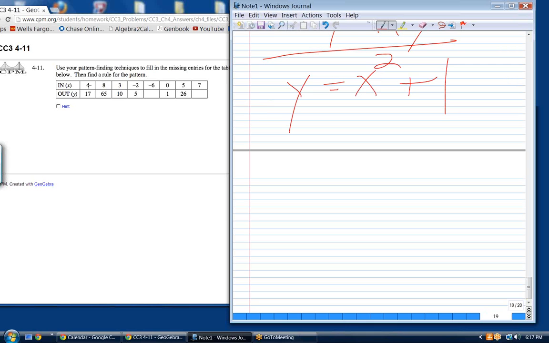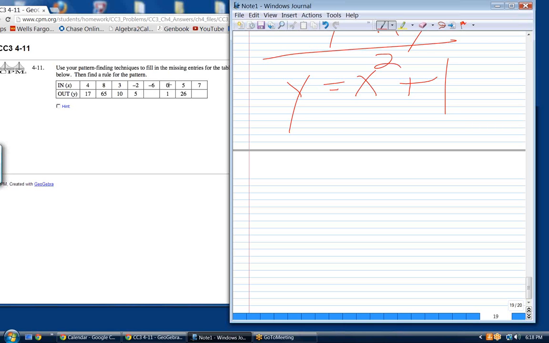In other words, if we square 4, we get 16. Add 1 to it, we get 17. If we square 8, we get 64. Add 1 to it, we get 65. If we square 3, we get 9. Add 1 to it, we get 10. We square minus 2, we get 4. Add 1 to it, we get 5. So when we square minus 6 and add 1 to it, what do we get? 37? Yep. So this figure is 37.